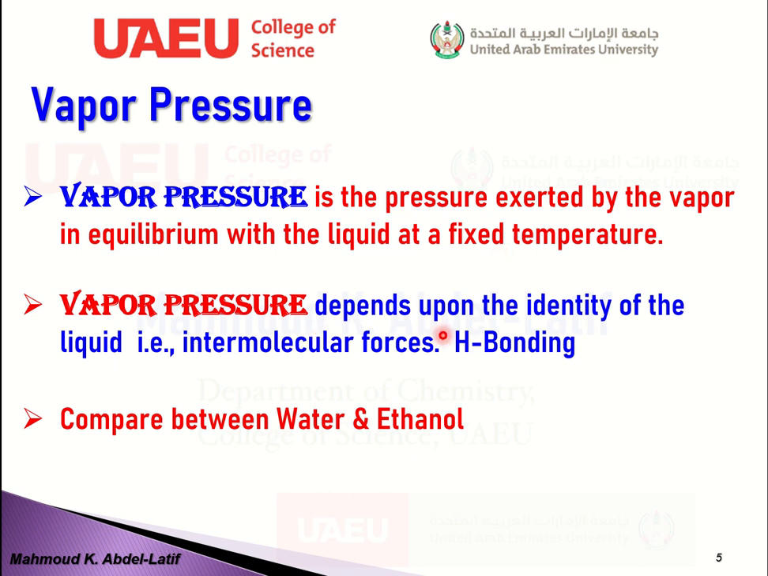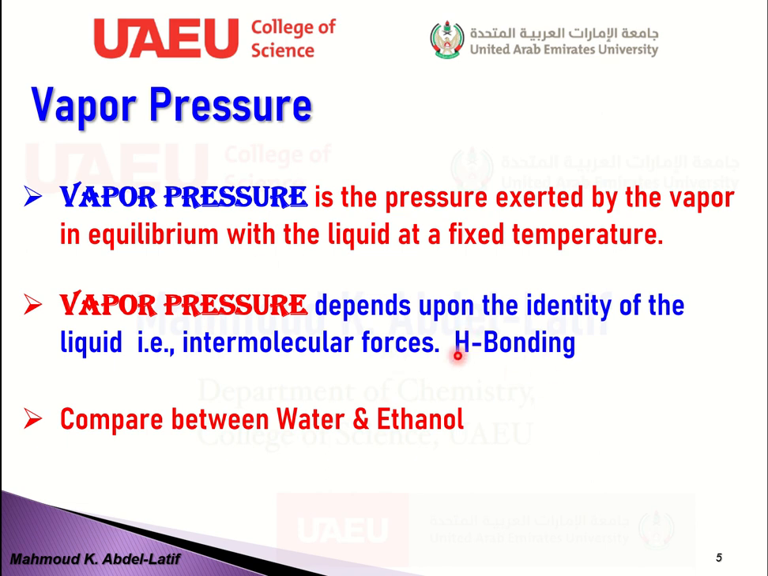Vapor pressure depends on the identity of the liquid, and from the identity we can refer to the intermolecular forces. In our case today, we are going to discuss the hydrogen bonding. Also, the vapor pressure depends on the temperature. There is a relationship between the vapor pressure and temperature, which is directly proportional. The vapor pressure is directly proportional to the temperature.